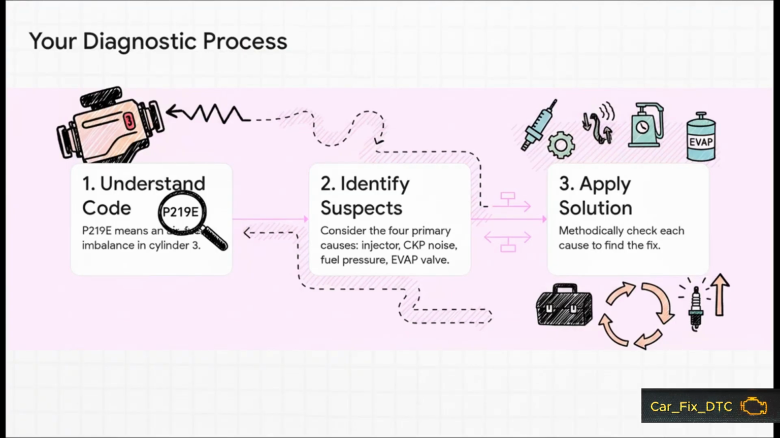First, you understand your clue. P219E means an imbalance in cylinder 3. Got it. Next, you review your lineup of suspects: the injector, electrical noise, fuel pressure, or that evap valve. Finally, you investigate them one by one. This systematic approach is how you find the real cause instead of just guessing at it.